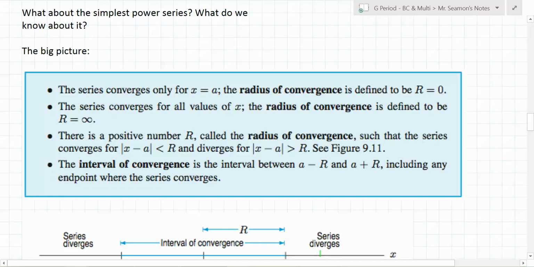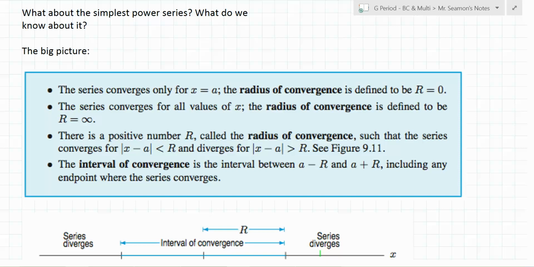The series converges only for x equals a. The radius of convergence is defined to be r equals 0, meaning that's the case where it converges only when x is equal to a. So there's one specific dot. So the radius of convergence can be a specific value, or it can be a range of values. Do you remember reading that last night? It can be a specific value or a range of values. So what we specifically like to look for is kind of the third one.